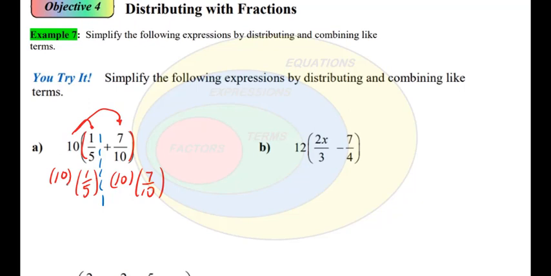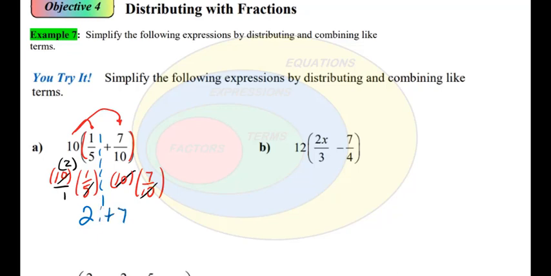So 10 times 1/5 is like 10 over 1. We can cancel the 5 and the 10, leaving a factor of 2. So this term changes to just 2. In the next term, the 10s cancel, leaving just 7. So the term value here is plus 7.